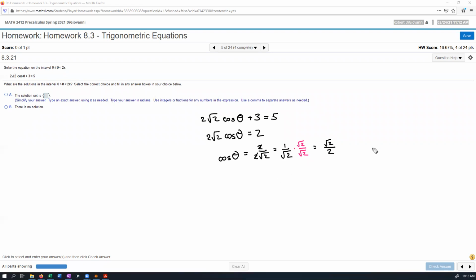So that one looks like it's on the unit circle. And again, because the argument is just theta, I'm just going to look on the unit circle. Where's the x coordinate root 2 over 2? It's going to happen here. It's going to happen here. So that's the angle pi over 4. And this is 7 pi over 4.